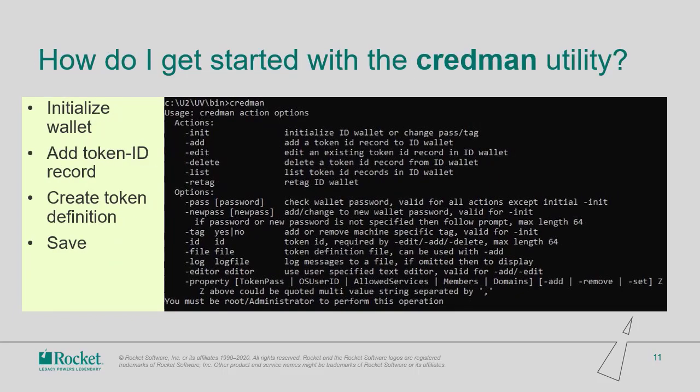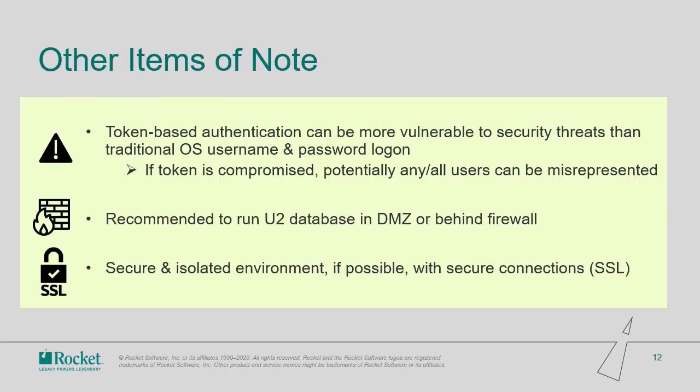And to get started with the Credman utility, first initialize your wallet, which is basically the file that'll be containing all of your token ID records. You'll then add your token ID record you want to create to your token definition with a text editor that will open. And finally, you'll save and close that record with your token definition, and you'll be ready to test pretty quickly after that. Some other items of note here.